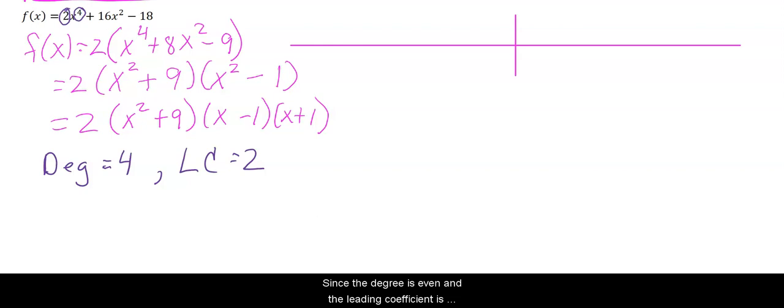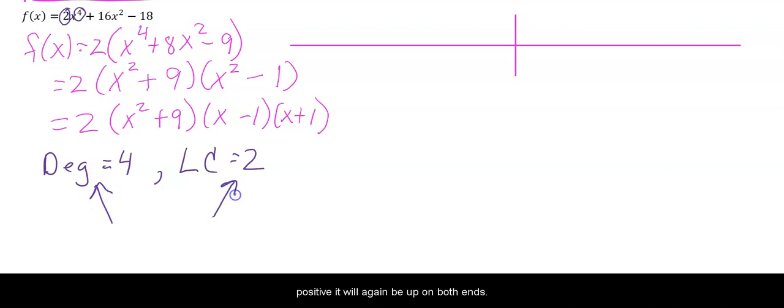Since the degree is even and the leading coefficient's positive, it will again be up on both ends. Even degree does the same: up on both ends if the leading coefficient's positive, down on both ends if the leading coefficient is negative.